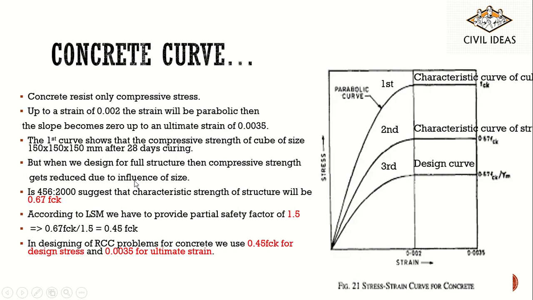Now here's the thing: when we design a structure, the characteristic curve of the structure is reduced. IS 456-2000 suggests that the characteristic strength of the structure, I mean to say the structure will be a building, will be 0.67 FCK. Now, according to the limit state method, we have to provide a partial safety factor of 1.5. If we divide 0.67 FCK by 1.5, we will get 0.45 FCK. When we design RCC structures, for concrete we use 0.45 FCK for design stress, and the ultimate strain we take for concrete is 0.0035.